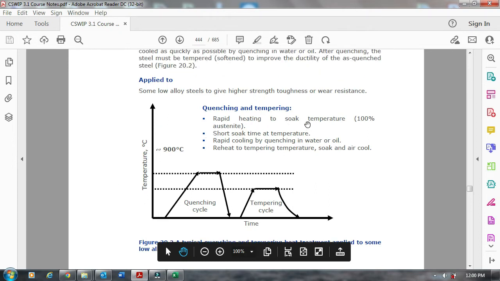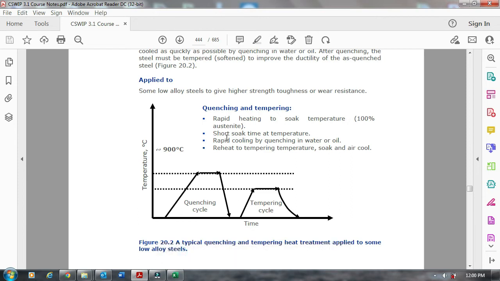So rapid heating to soak temperature, then short soak time, and then rapid cooling by quenching in water or oil, and then reheating to tempering temperature, soak and air cool.